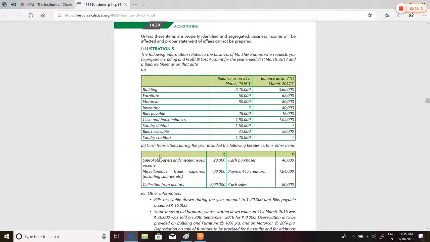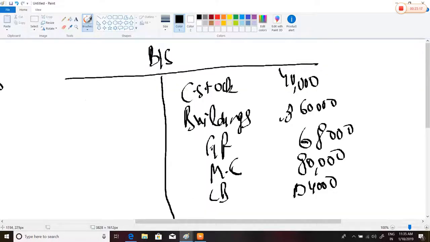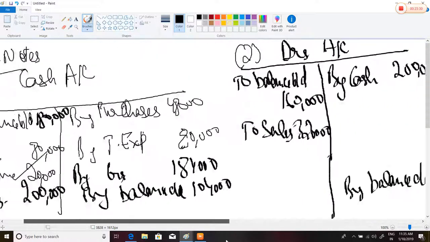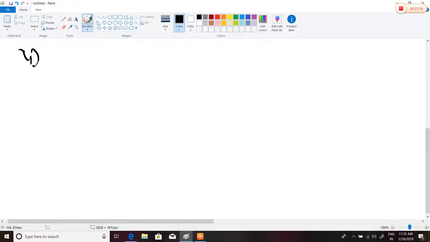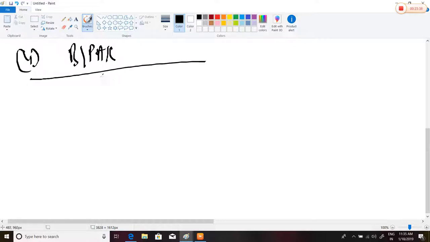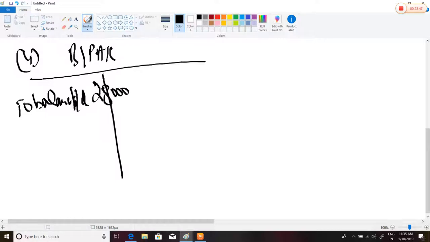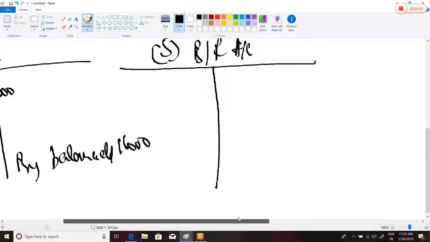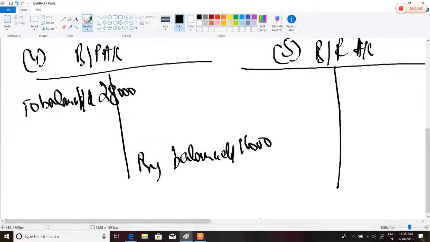Then next, bills payable 16,000 is the closing balance, and yet another new working note: bills payable account. To balance brought down 28,000 and by balance carried down 16,000. Fifth working note, bills receivable account. I think we have done wrong. Sorry, some mistake.